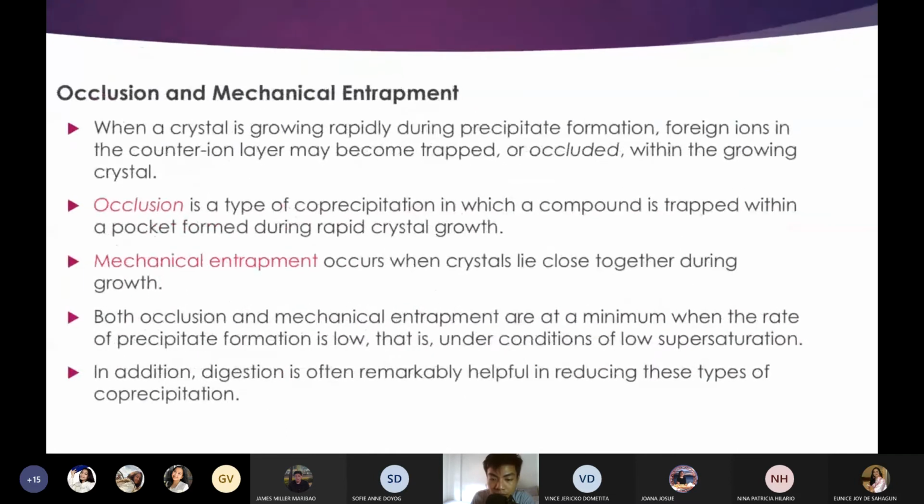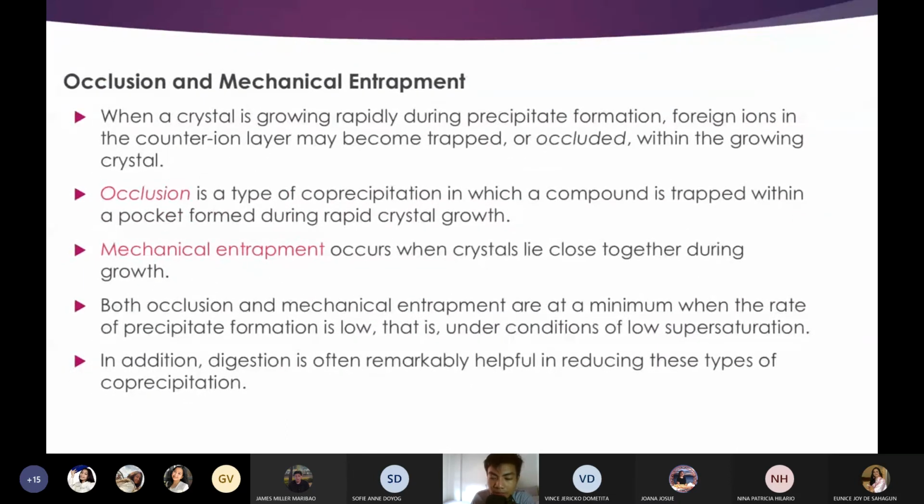And the last two ay occlusion and mechanical entrapment. So occlusion naman, what happens here is that habang lumalaki yung crystal particle mo, may pocket of other ions na papasok doon sa crystals, no? So ang mangyayari doon is magiging brittle yung iyong crystals, or yung iyong precipitate. So again, kapag occlusion, nagkakaroon ng pocket formation ng contaminants, kasi nga mabilis yung paglaki ng precipitates mo or ng crystal mo. So ano yung downside niyan? Downside is magiging brittle yung crystal mo, mabilis siya masisira, no?